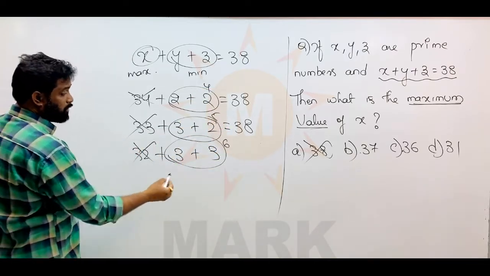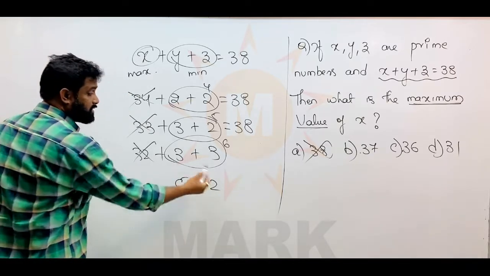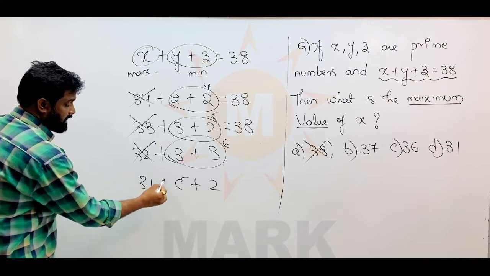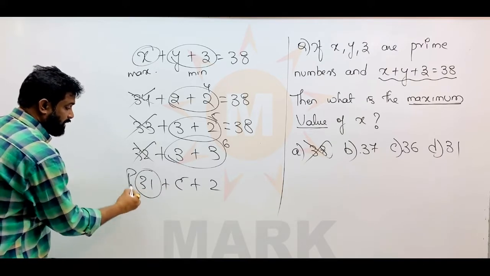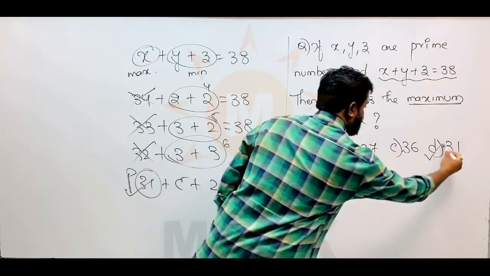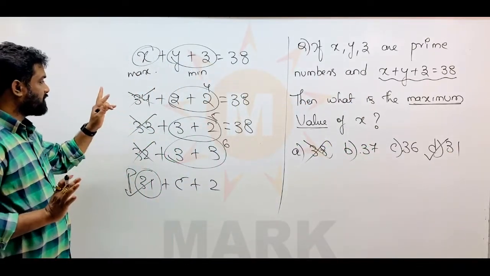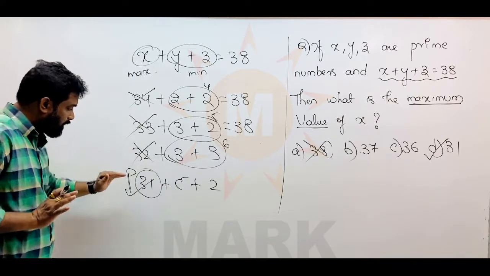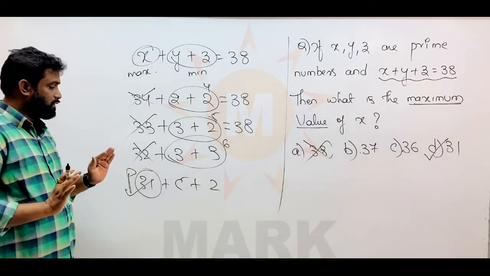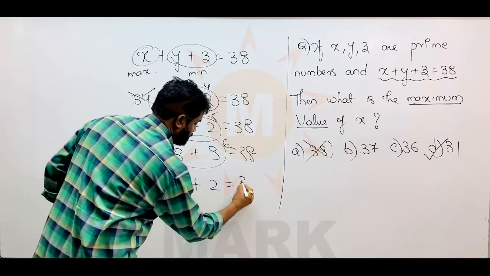Now I am going to make the next possible sum, that is 5 plus 2, because then the sum will be 7 and this number will be 31. Yes, 31 is a prime number. So 31 should be the maximum possible value, because I have tested with 34, 33, 32, one by one I am coming. So 31 is the only number, then the sum will be equal to 38.